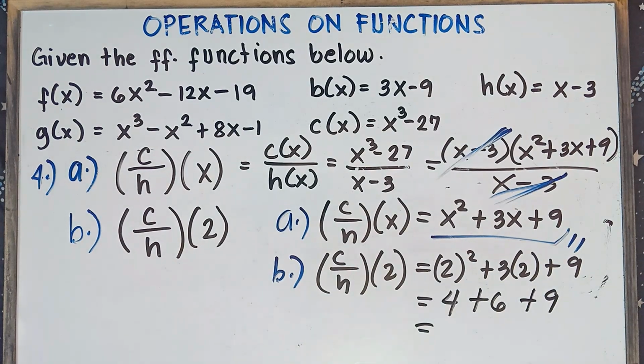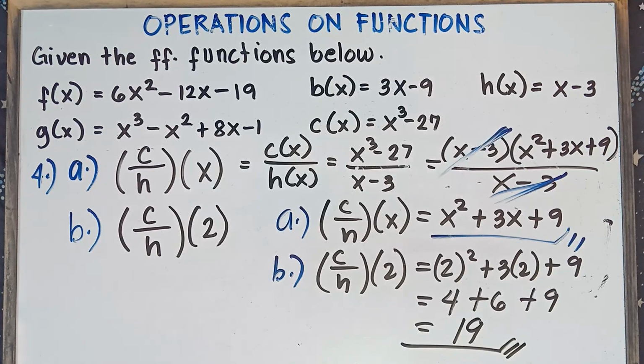Simply add, class, and then you're all set with regards to example number 4. Easy, right, for this one? So 4 plus 6 is 10, plus 9, that would be 19. All set, class. That's the answer, class, with regards to example number 4. Quite complicated, right, for multiplication and then division.